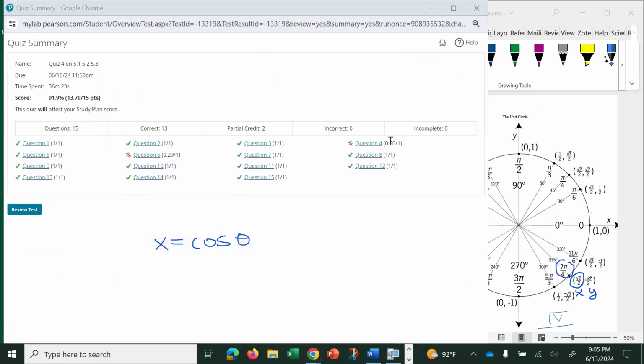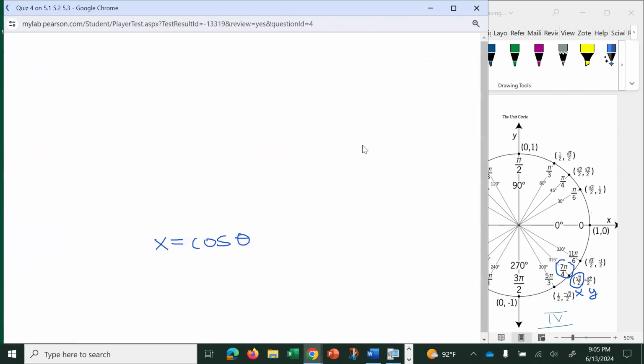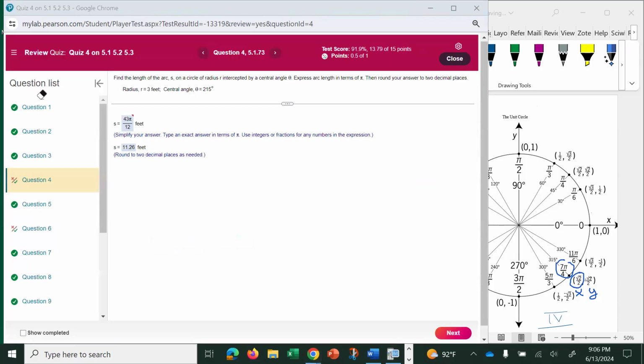So it looks like I missed question 4. It's always good to go back, and you can always solve these. So let's see what I missed here. Okay, so I got 11.26. I may have had too many writings on the side. I believe I had 43 pi over 12 on the work somewhere, but I think I copied it down wrong before I multiplied by 3. So I think that's what happened.